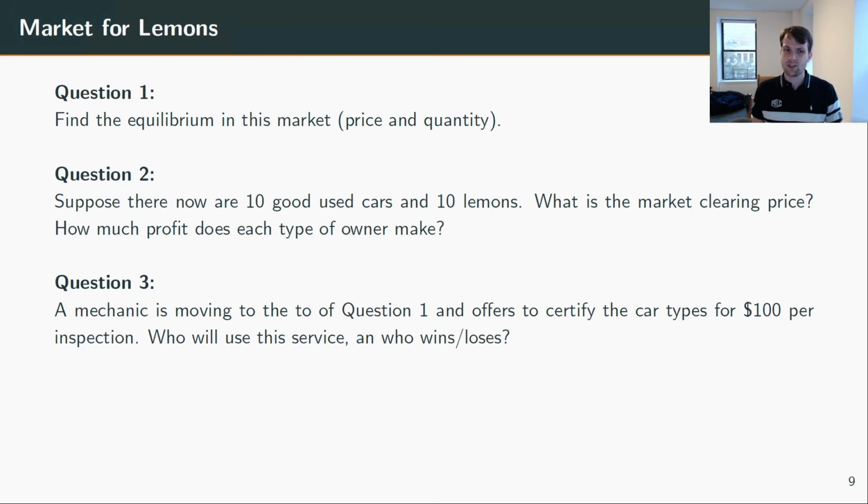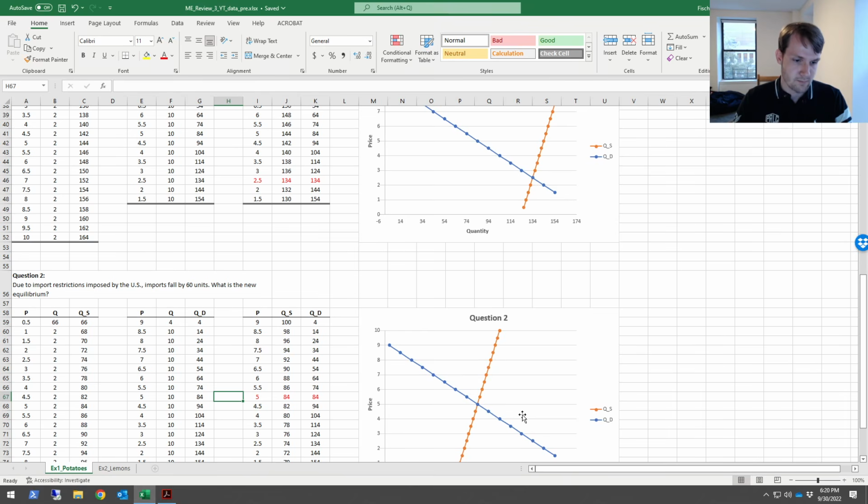Then we're going to try to change up things a bit and say, well, what if instead of 5 and 15 we had 10 and 10? How does that affect the market clearing price? And I'm going to skip the profits, but you can compute them from what we're going to do pretty easily. And lastly, if a mechanic is moving to the town of question 1 and then offers to certify cars for $100 per inspection, how will this affect what we're going to see in the market?